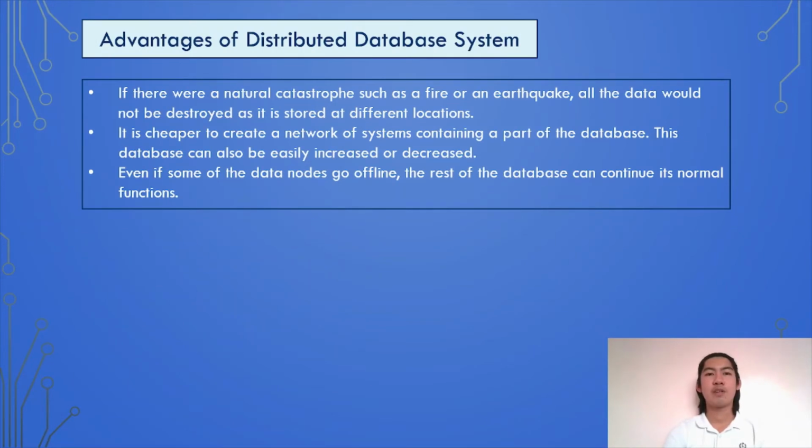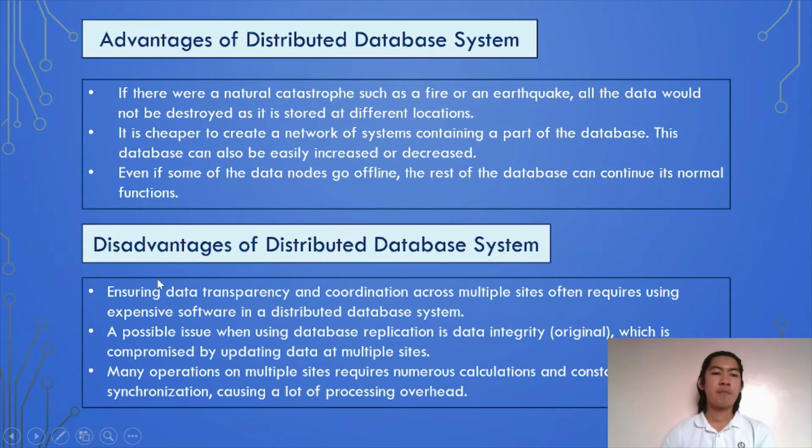Next is advantages of distributed database system. If there were a natural catastrophe such as fire or an earthquake, all the data would not be destroyed and it is stored at different locations. Yun nga. So it is cheaper to create a network of systems containing a part of the database. This database can also be easily increased or decreased. Next is, even if some of the data nodes go offline, the rest of the database can continue its normal function since iba-iba naman sila ng server.